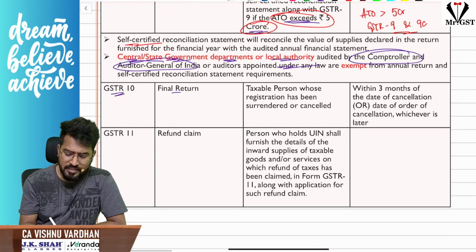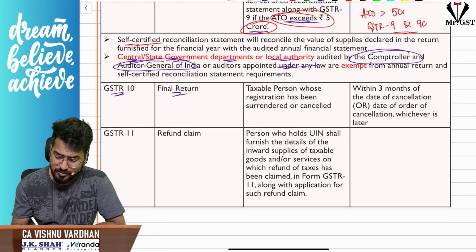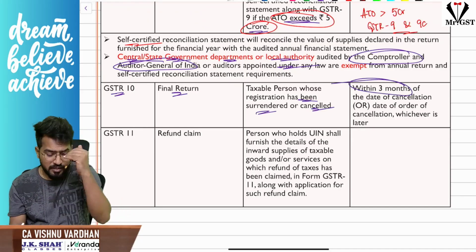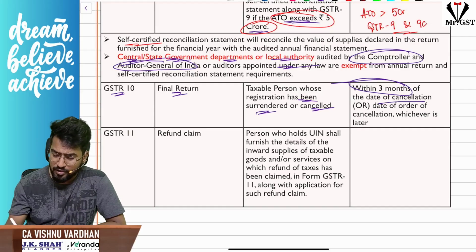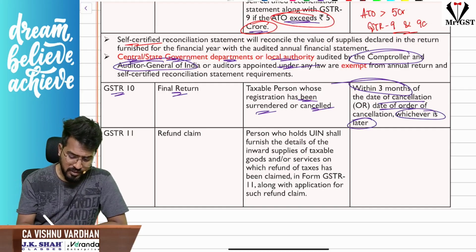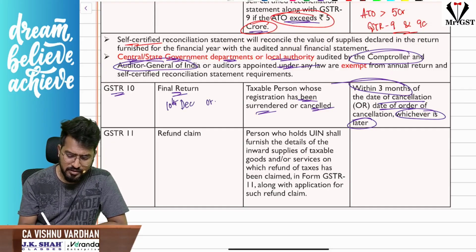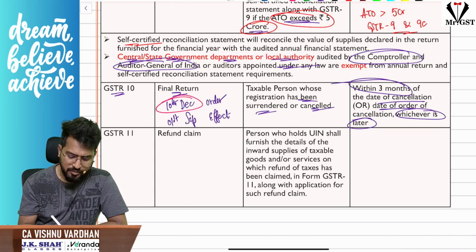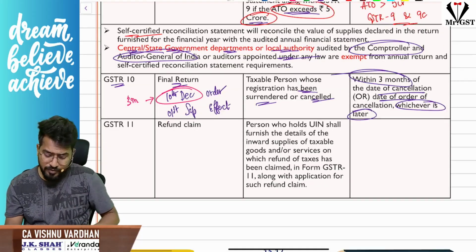Next, GSTR 10 is nothing but the final return. Whose registration is being cancelled or surrendered should file the final return GSTR 10 within 3 months from the date of cancellation or order of cancellation, whichever is later. For example, let us assume on 10th December you are getting the order of cancellation. This is the order, but the effective date is 1st September. So which is later? 10th December. From this you should take 3 months. Okay, within that GSTR 10 has to be filed.